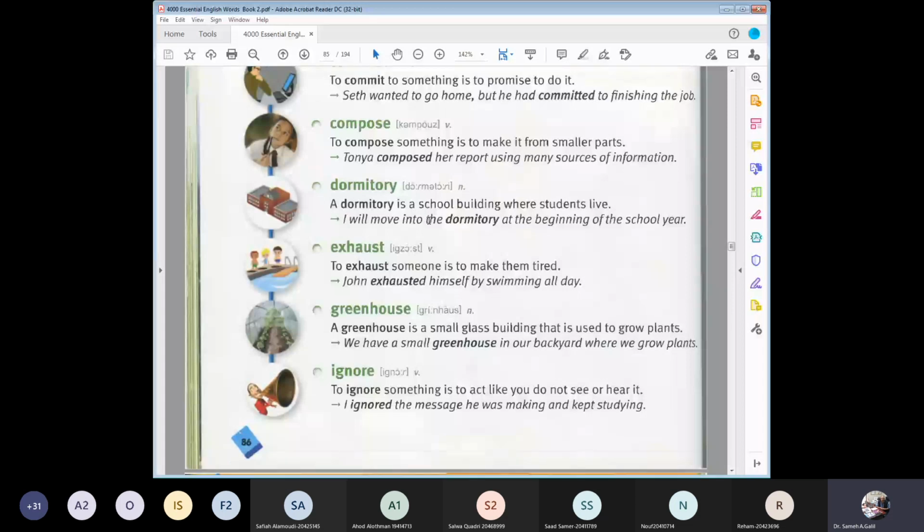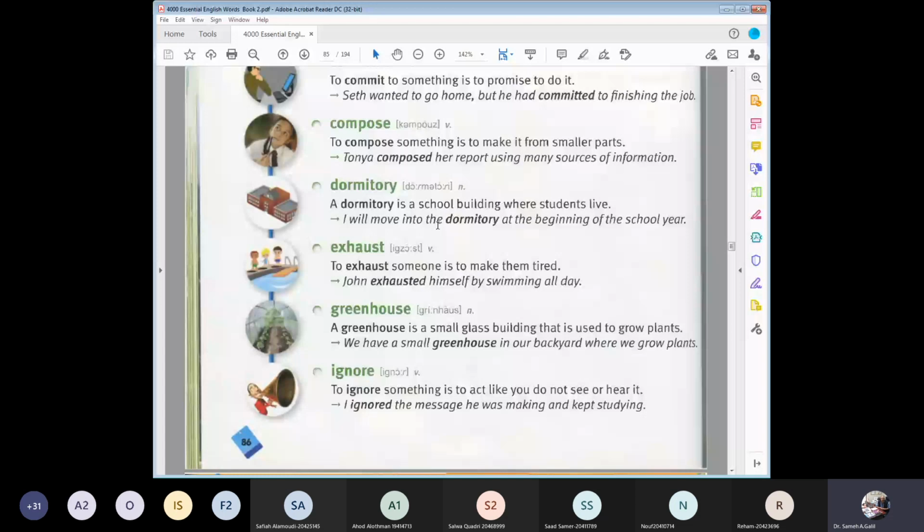So Tanya composed her report using many sources of information, and this is actually what you do if you're doing, for example, GR and you have a project or a TMA to submit. So you use many sources and you compose your TMA.